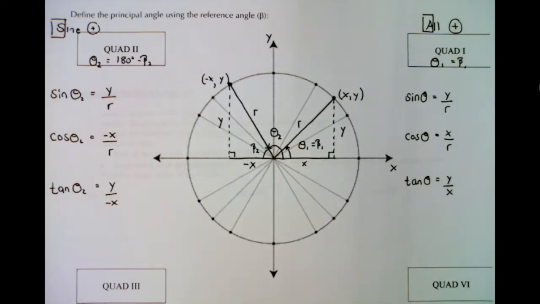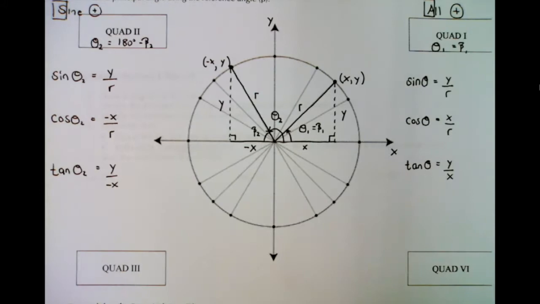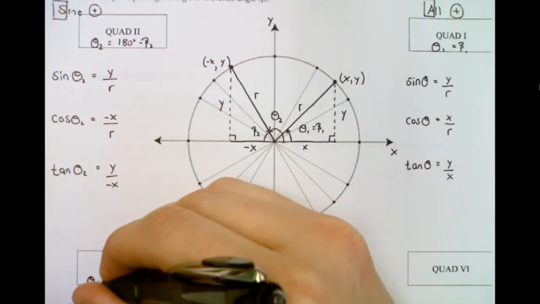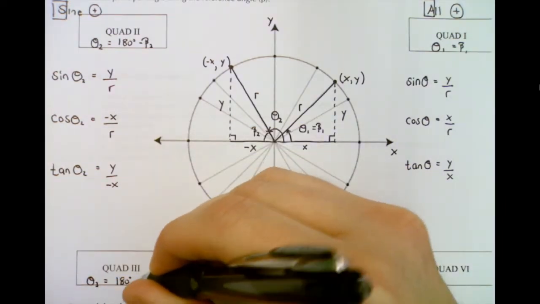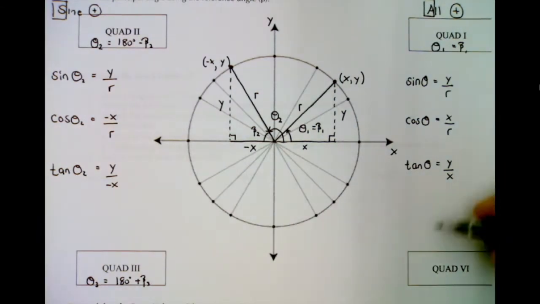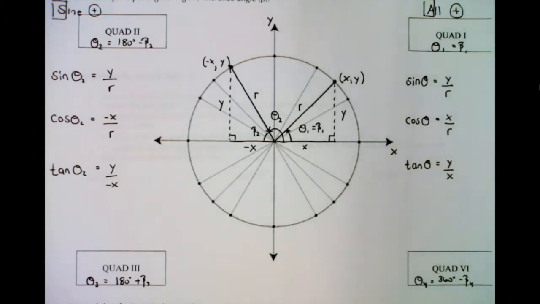The only thing I'm going to tell you is that in quadrant 3, the relationship between theta and beta is that theta is 180 degrees plus beta. And in quadrant 4, the relationship between theta and beta is 360 degrees minus beta. Very similar to the relationships that we did in the last lesson, except I was writing them in terms of beta. We can just rearrange and solve for theta.